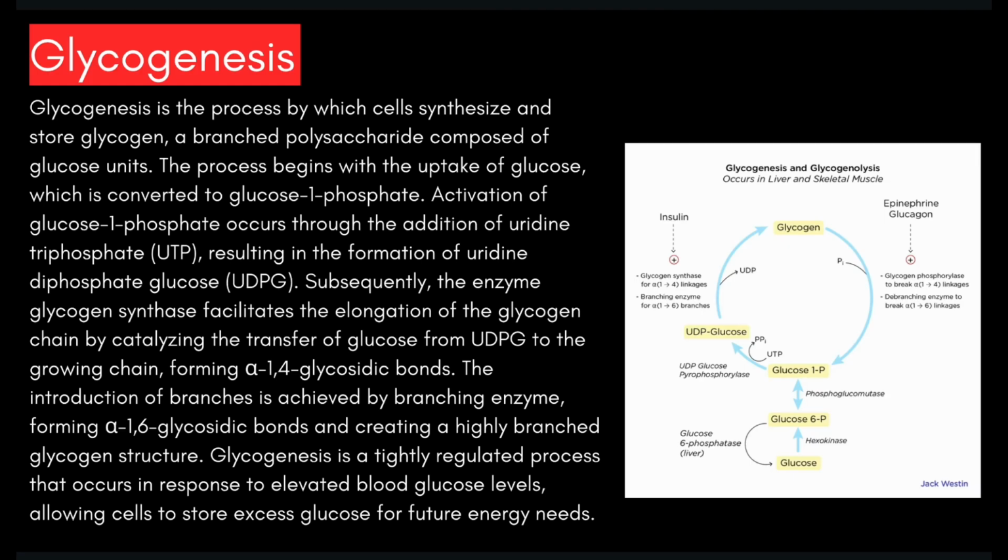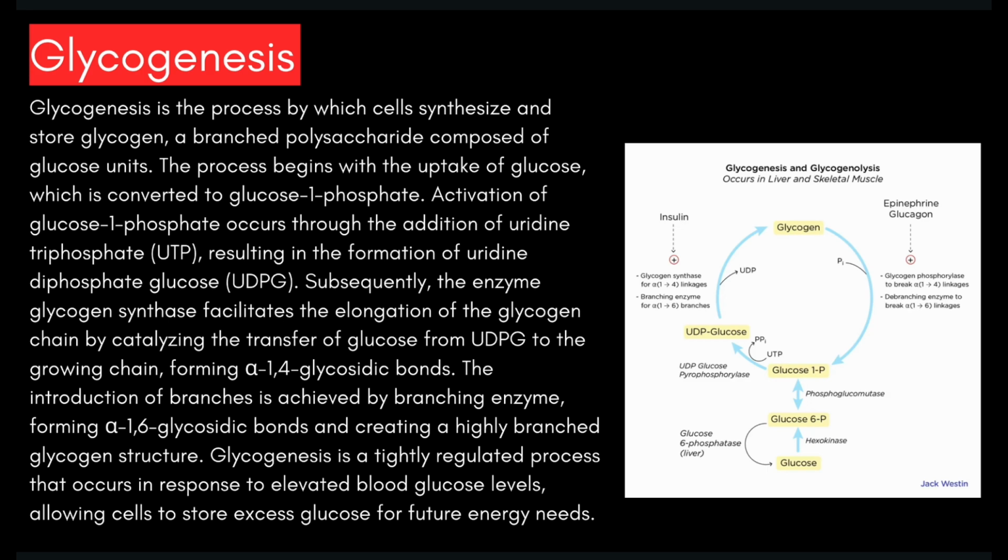ASAP. Moving on, let's talk about glycogenesis. Glycogenesis is the process by which cells synthesize and store glycogen, a branched polysaccharide composed of glucose units. The process begins with the uptake of glucose, which is converted to glucose 1-phosphate. Activation of glucose 1-phosphate occurs through the addition of uridine triphosphate, UTP, resulting in the formation of uridine diphosphate glucose, UDPG. Subsequently, the enzyme glycogen synthase facilitates the elongation of the glycogen chain by catalyzing the transfer of glucose from UDPG to the growing chain, forming alpha-1,4 glycosidic bonds.